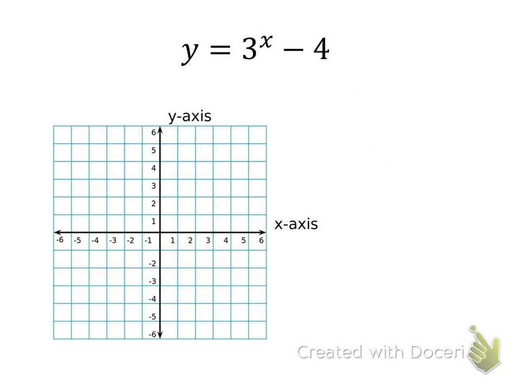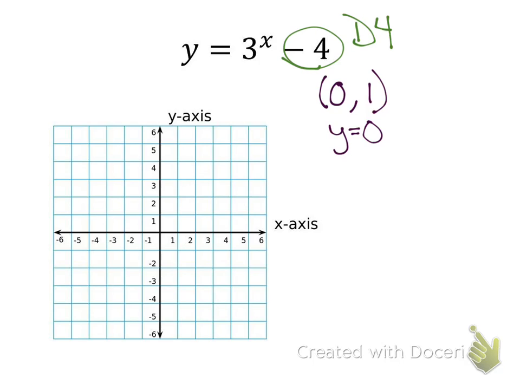So in this next one, in general, the old y-intercept is still 0, 1. The old asymptote is still y equals 0. You just got to figure out, how is this minus 4 going to affect it? Hopefully in your head you're choosing down 4. So the old asymptote and the old y-intercept move down 4.